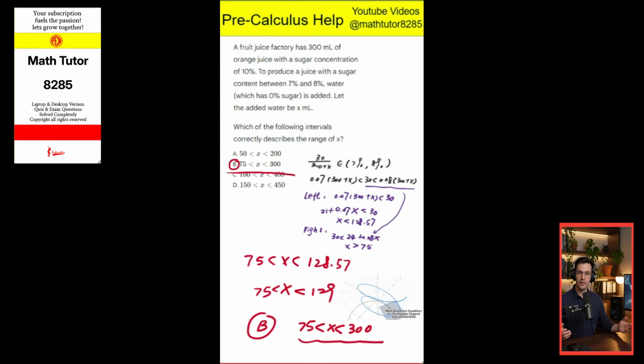The key technique is always to translate a concentration problem into an inequality where the numerator is the fixed amount of solute and the denominator is the total amount of solution after mixing.